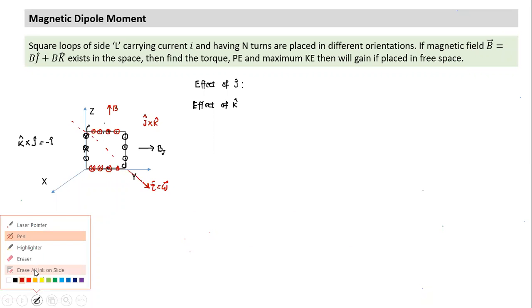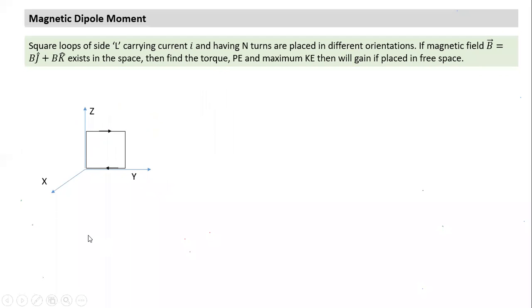How it will rotate. See, as per our understanding, now let's look at this. We are trying to understand, if it is placed in free space, how it will tend to rotate, what will be the axis of rotation, and how the torques will act. So here, can we mark the direction of the field? Yes, the field direction is this. This is the direction of the field.